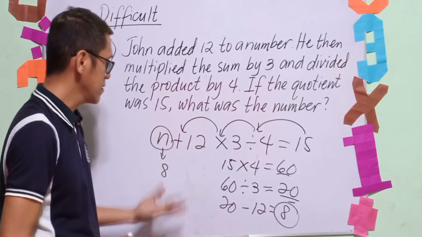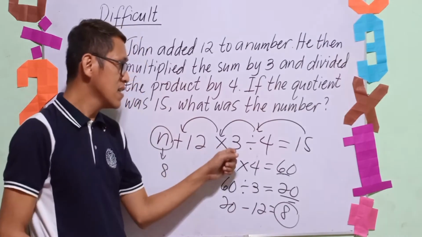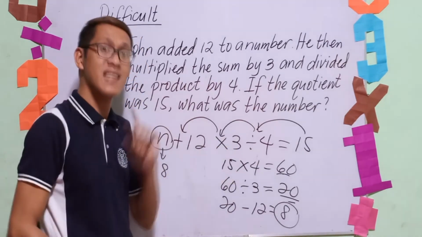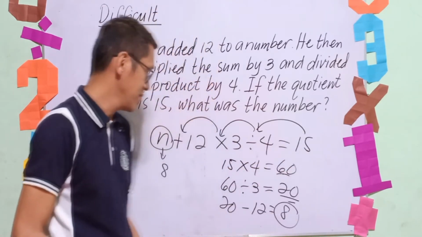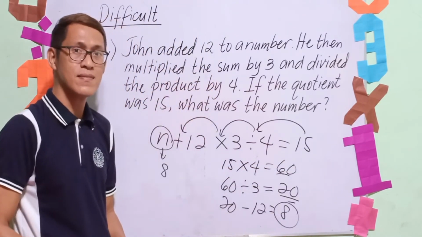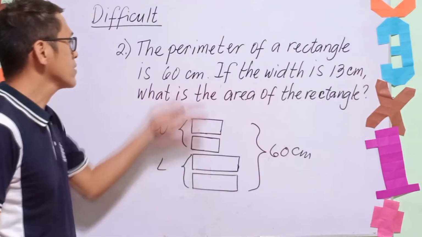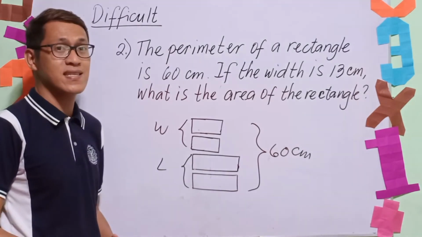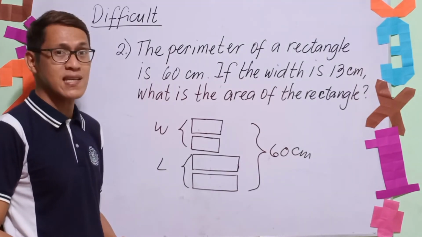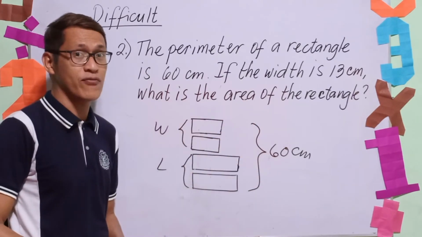If you check, 8 plus 12, that's 20. The sum is 20 times 3, that's 60. Then divide by 4 to give you 15. Easy, right? Now let's solve difficult problem number 2. The problem is, the perimeter of a rectangle is 60 cm. If the width is 13 cm, what is the area of the rectangle?